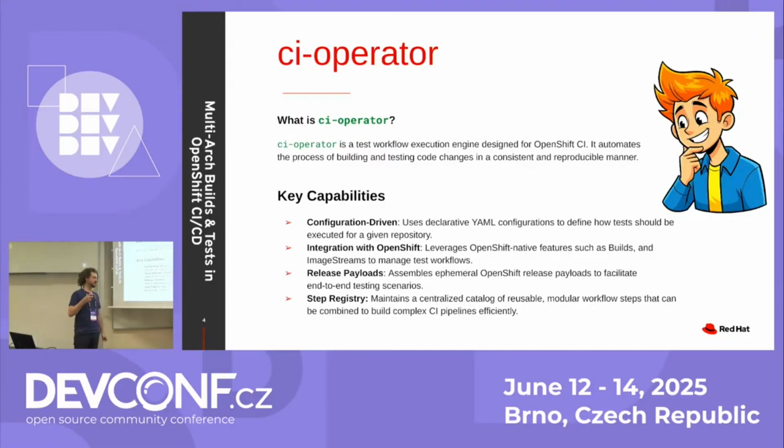And the most complex mechanism in CI operator is the step registry. So what is a step registry? Technically, we have step modular workflows that are in the registry, and then you can take pieces of it and you can construct a pipeline, right?